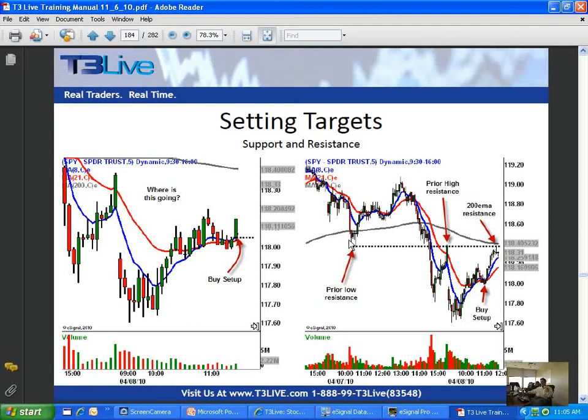Back here we can see prior lows. Again, this was support. This was support. It was broken. It rallied back. It acted as resistance, and we suspect it'll act as resistance again. Using more information to make value decisions on support and resistance. Very, very important.